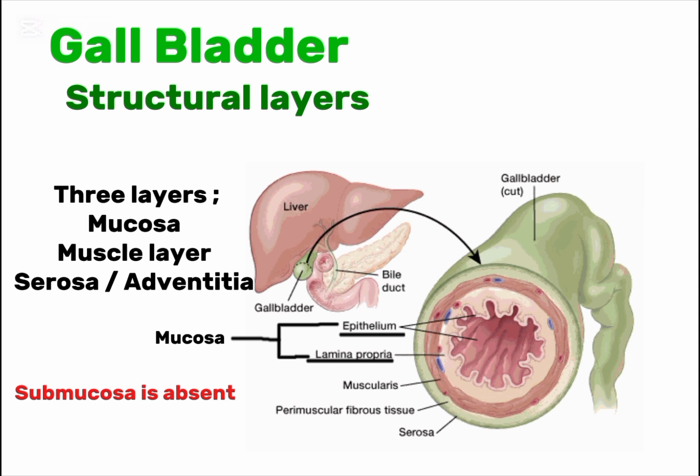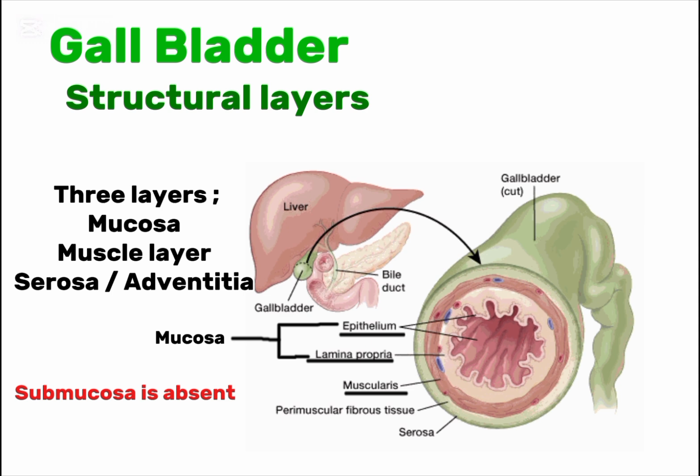Next to mucosa is the muscle layer instead of submucosa. So, second exception is that submucosa is not present in the structural layers of the gallbladder. These muscle layers are made up of smooth muscles, and these muscular layers contract in response to hormone that is cholecystokinin. And when these layers contract, bile is secreted from the gallbladder.